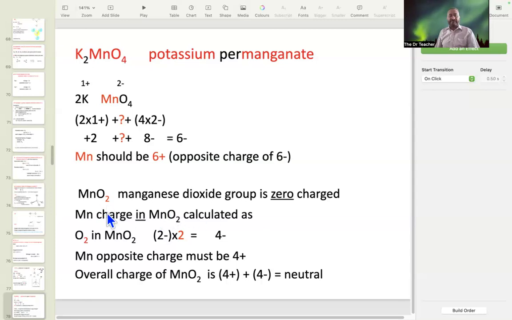As you see, there is a 0 charge in manganese oxide, MnO, calculated as O is -2, so the manganese should be +2. And for MnO2, 2 times -2 is -4, so the manganese here will be +4. So the overall charge will be 0. Manganese dioxide, 0. Why? Because the manganese here is +4 oxidation number.